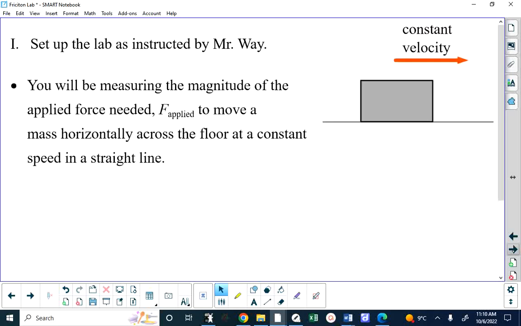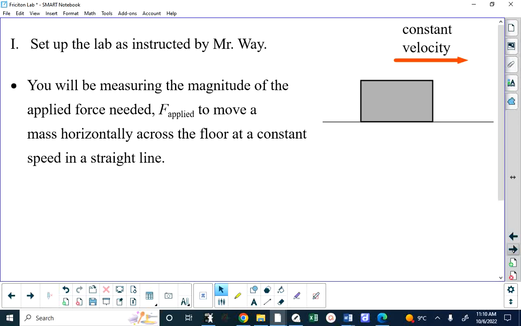And what you're going to do is measure the magnitude of the applied force needed to move the mass horizontally at a constant speed. Okay. How do you know it's at a constant speed? Well, if it's speeding up, then the force has to be quite large. And if it's slowing down, the force has to be small.